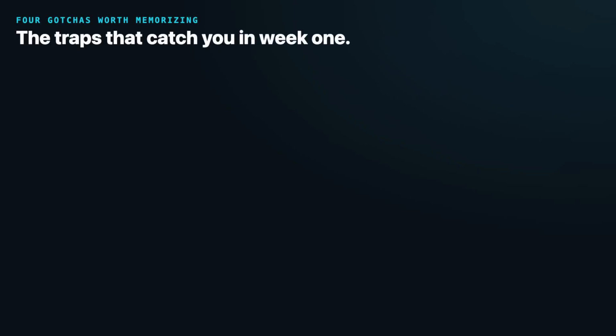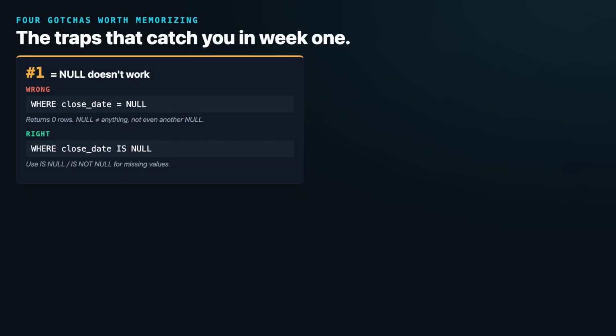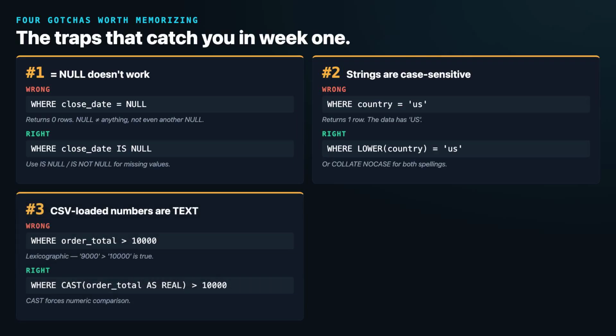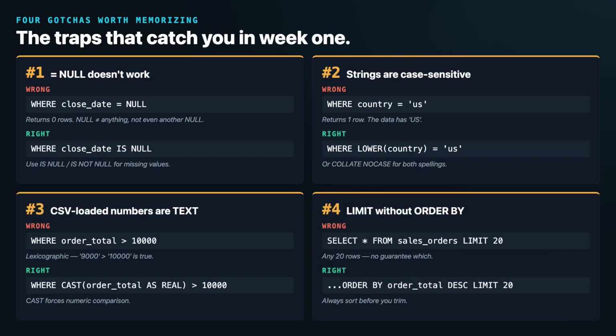Four traps worth memorizing. First, equals NULL doesn't work. NULL means unknown, and unknown is never equal to anything. Use IS NULL and IS NOT NULL. Writing where close date equals NULL returns 0 rows, even when half your data is missing close dates.